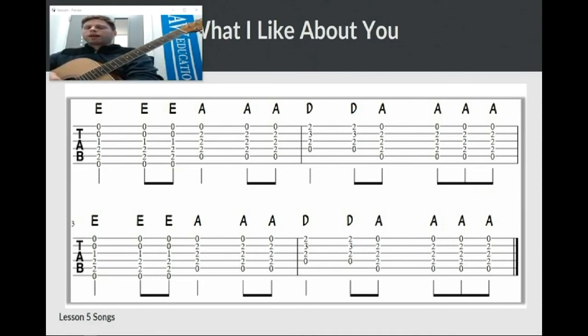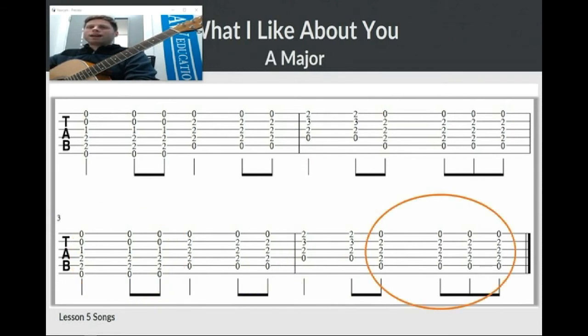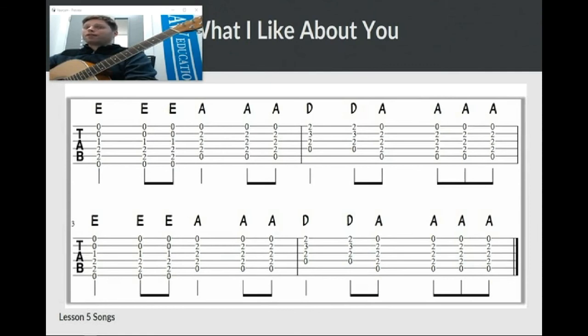Okay, one more time. One, two, three, and four. Down, down, up, down, down, up, down, down, up, up, down, up, down, down, up, down, down, up, down, down, up, down, up. Alright, so again we have the E major chord, the A major, D major, A major. Same patterns that we've been seeing. Alright, so again, we learned these patterns, very, very good for us.